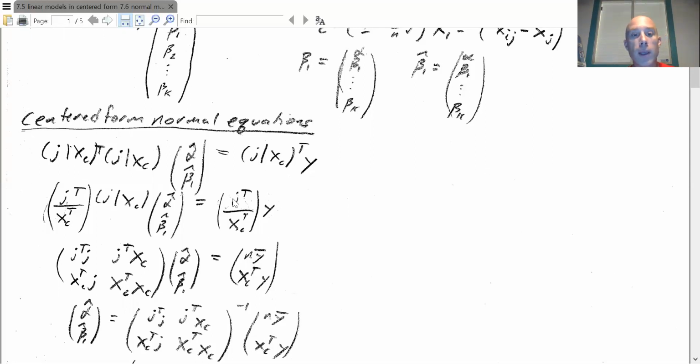Well, here I'm adding up 1 a whole bunch of times, right? So if I'm adding up 1 a whole bunch of times, that's just n. Sorry, I misspoke. Let me back up. If I have j times a whole bunch of 1s and I do a dot product on it, then that's going to be n times y bar. And then when I do the multiplication down here, that's going to be centered X transpose times y.